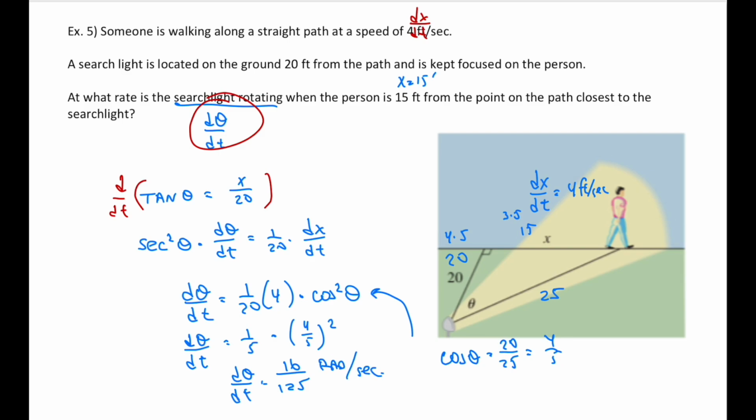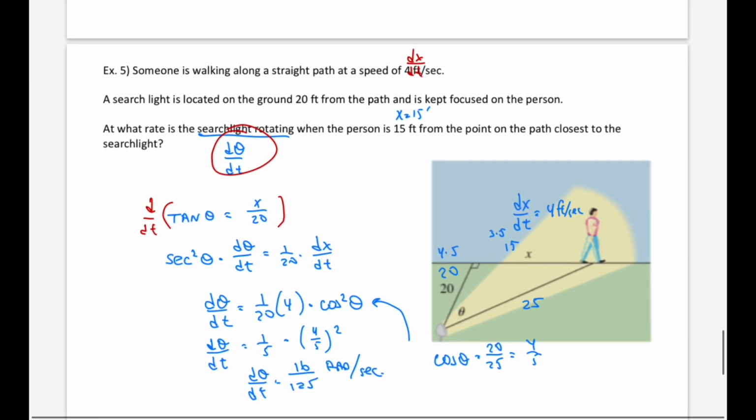Everything in calculus is all in terms of radians. Let's see if we got any more. That's it. Let me know if you got any questions.